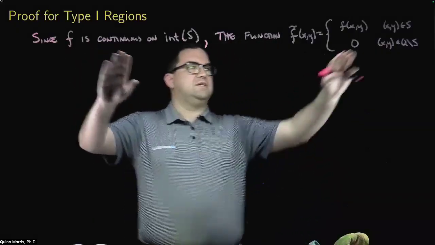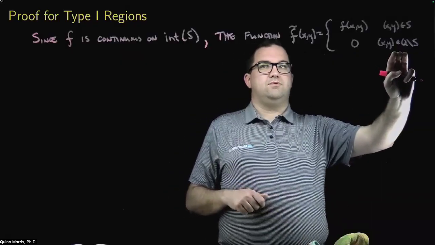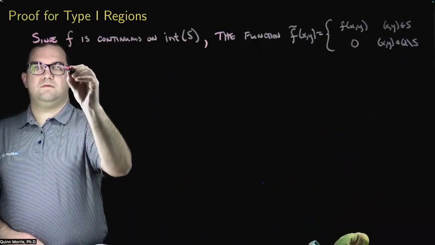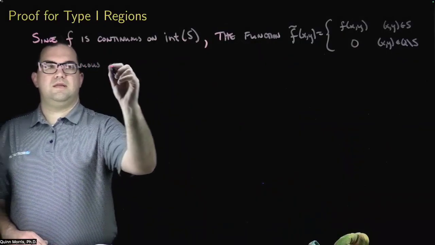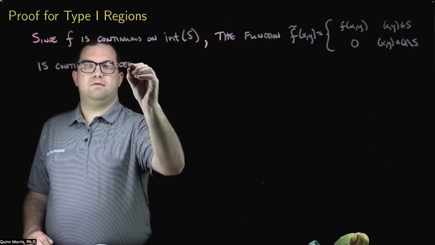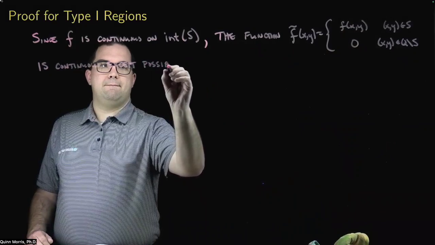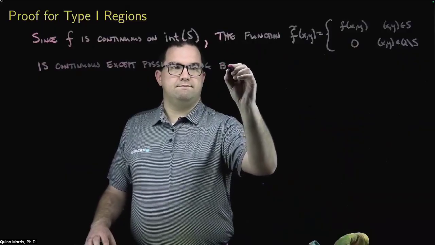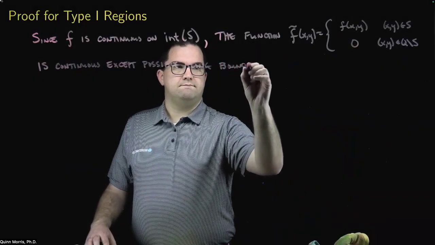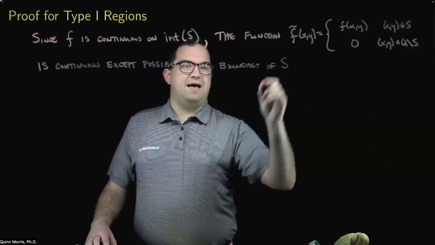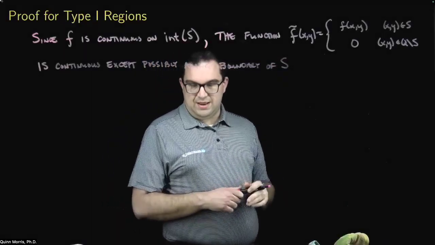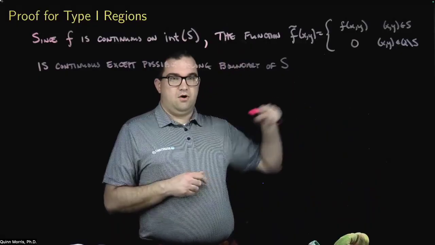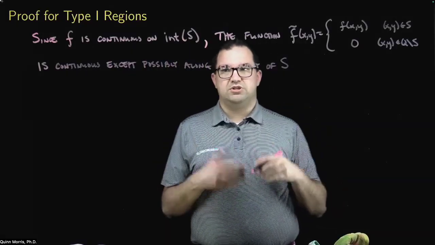Since f is continuous here, and certainly 0 is continuous here, this function is continuous except possibly along the boundary of S. But we're assuming S is a type 1 region, so its boundary is just graphs of continuous functions, which have content 0.